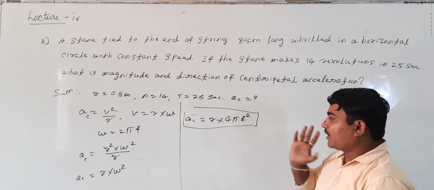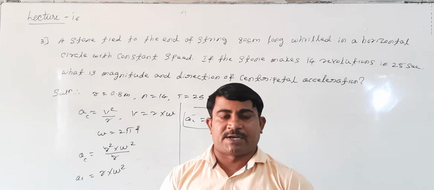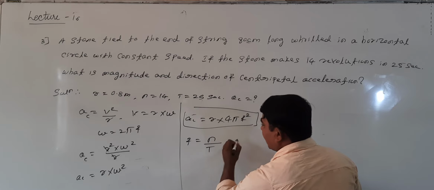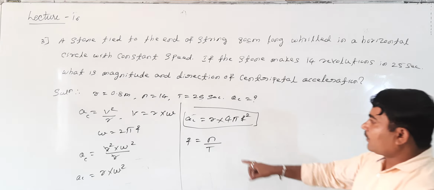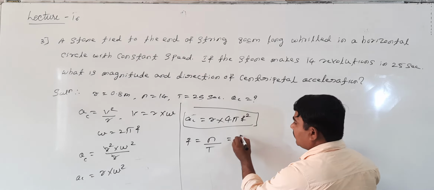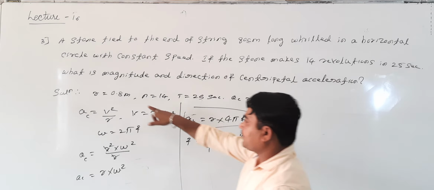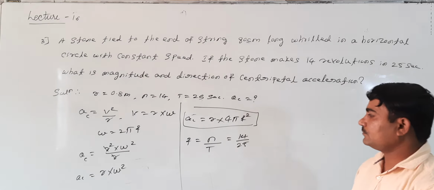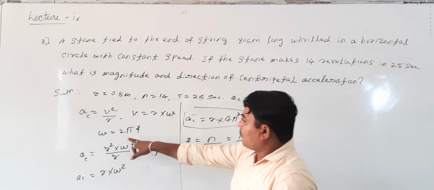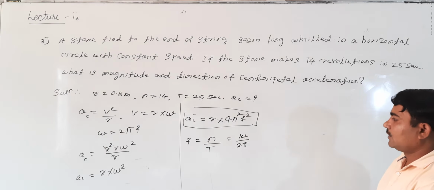But R is given, we need frequency. What is frequency actually? Number of revolutions covered by the particle in 1 second. General formula for frequency: F is equal to number of revolutions divided by time taken. How many revolutions are there? 14 revolutions in 25 seconds. Directly, frequency is 14 divided by 25. You know R value, 0.8 meter. 4 pi is constant. Actually it is 4 pi square, because omega is equal to 2 pi into F, omega square is there, 4 pi square F square I need. Then put all these values.